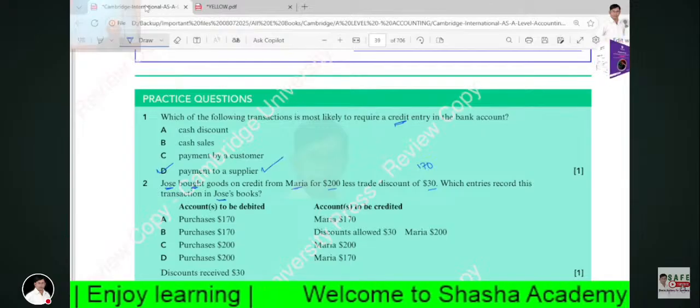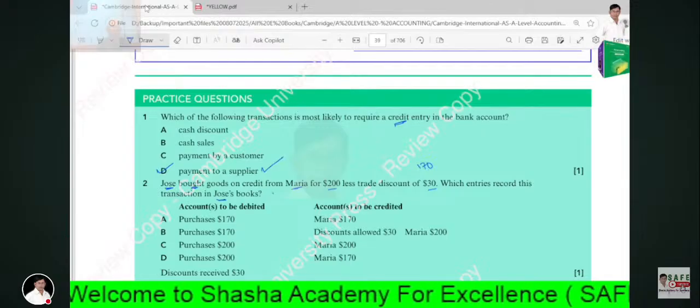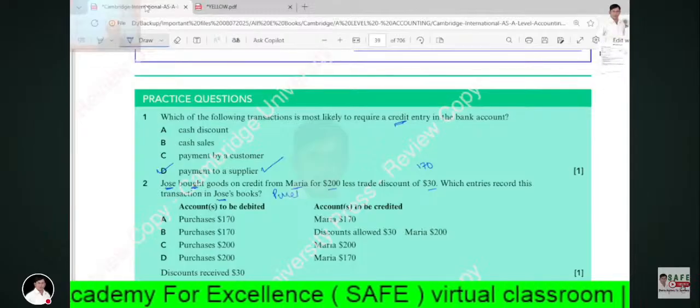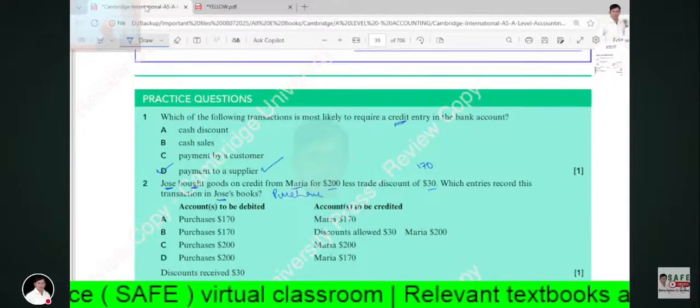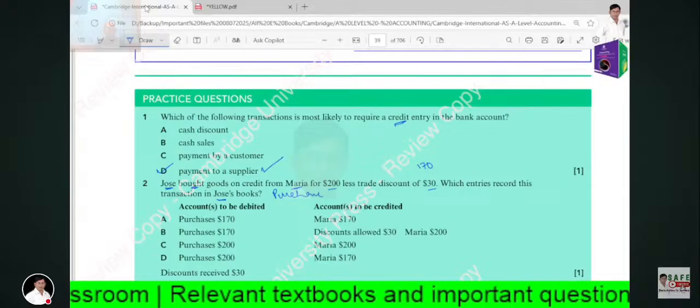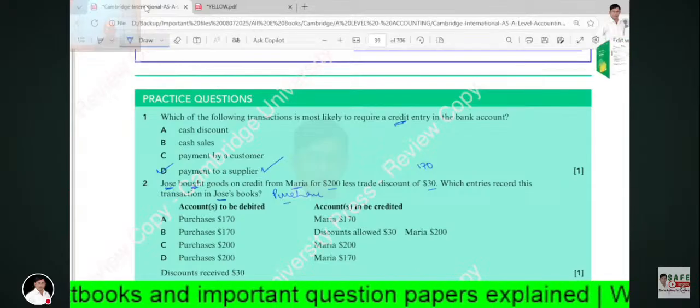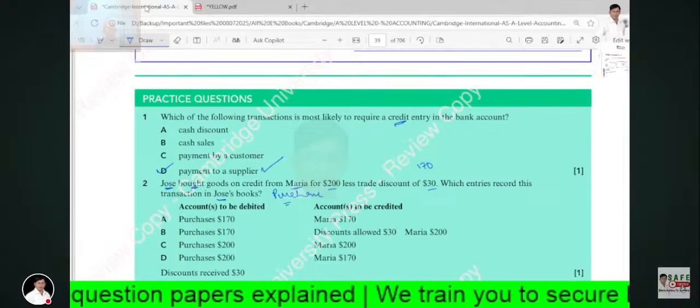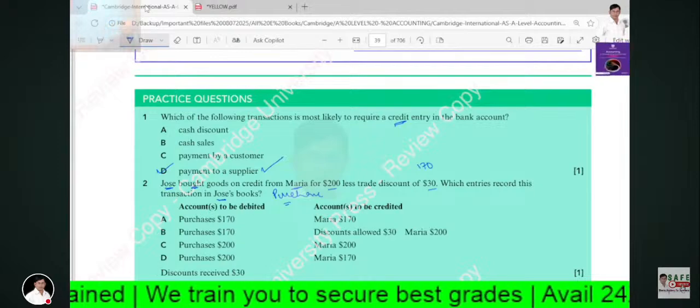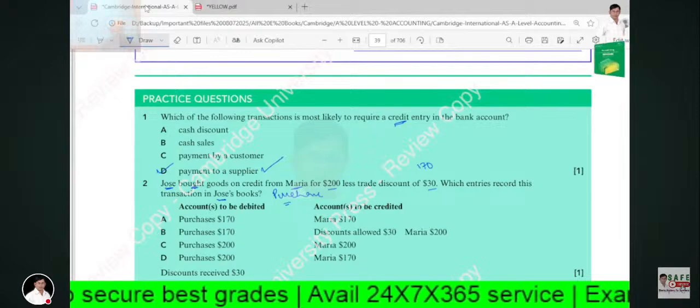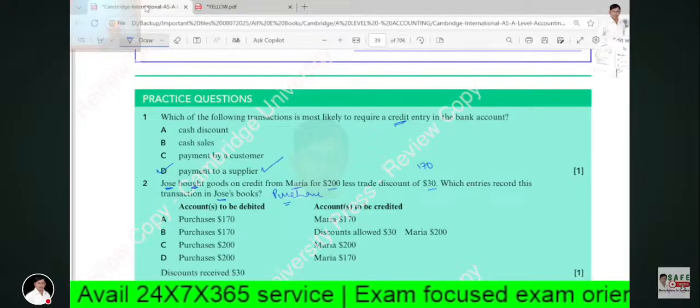Joe's has bought, right? So it is a purchase for Joe's. We have to be careful in analyzing. In Joe's books it is a purchase, but in Maria's books it's a sale. So be careful.